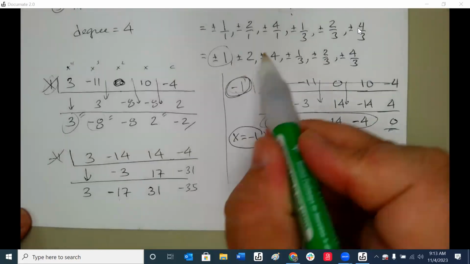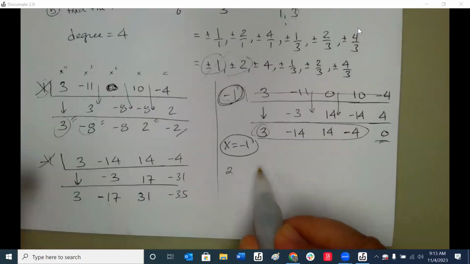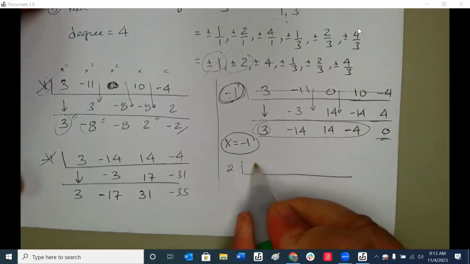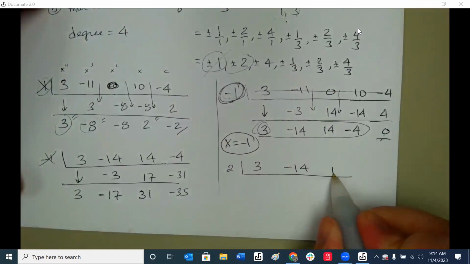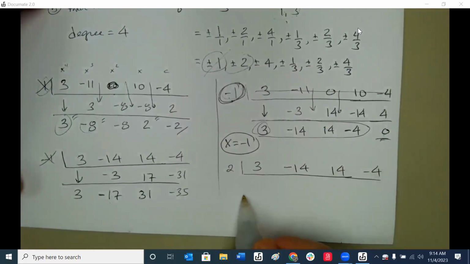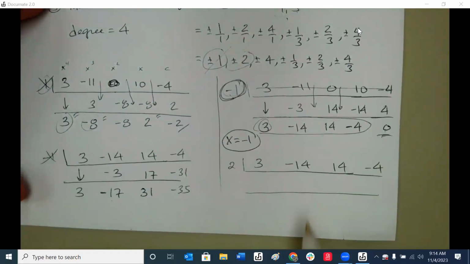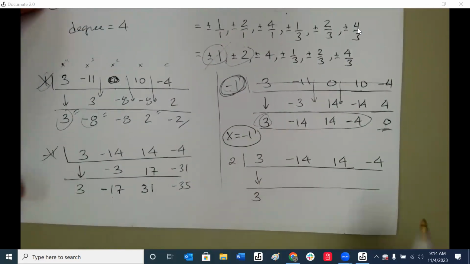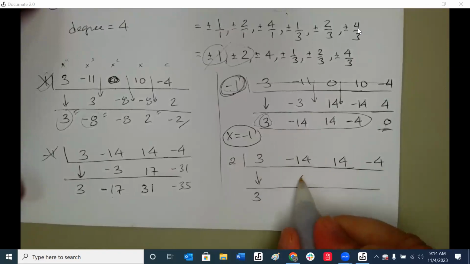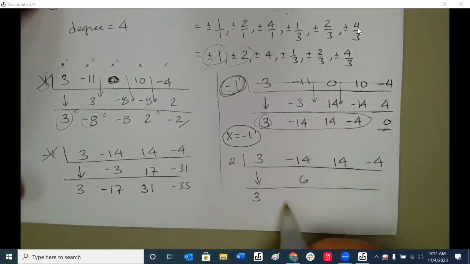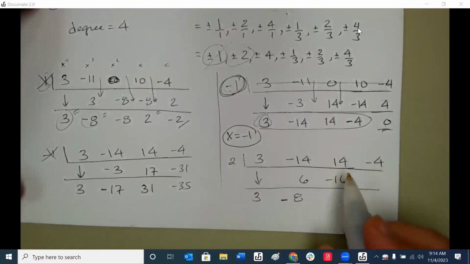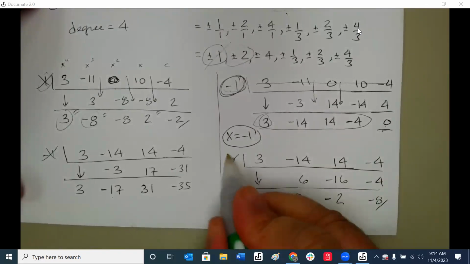So I'm done with the ones. Now I do twos. I look at +2. 3, -14, 14, -4. Two times 3 is 6. -14 plus 6, 14 is bigger, so it's negative. 14 minus 6 is 8. 2 times -8 is -16. 14 minus 16 is -2. 2 times -2 is -4, makes it -8. So no, 2 is not it.